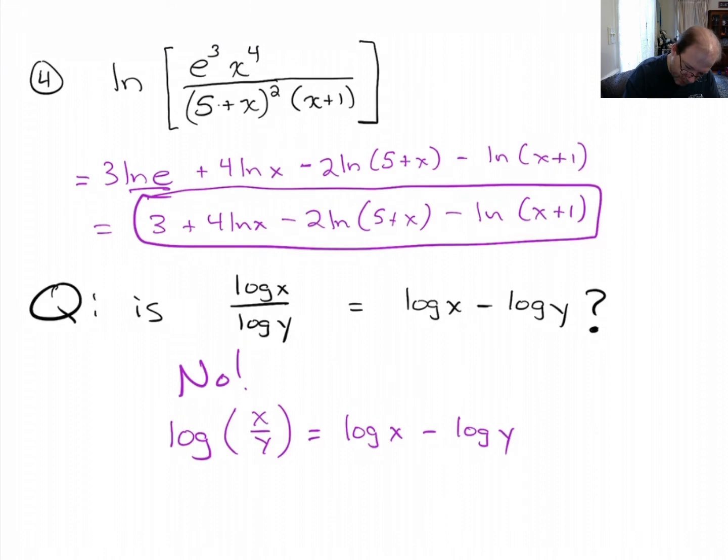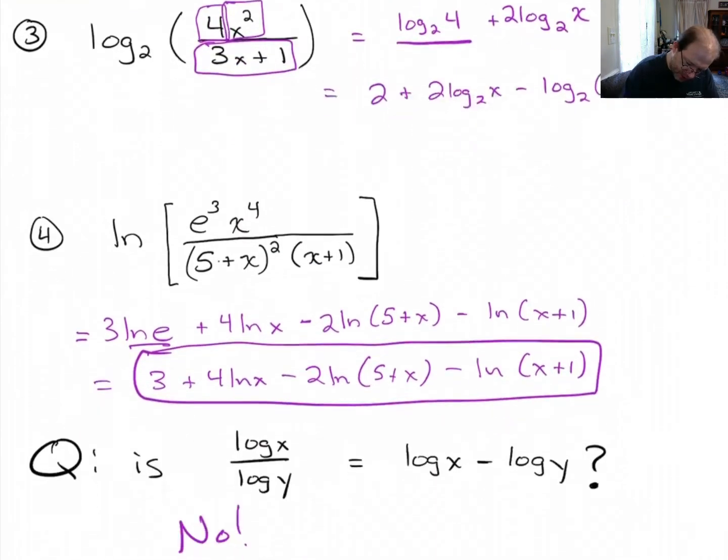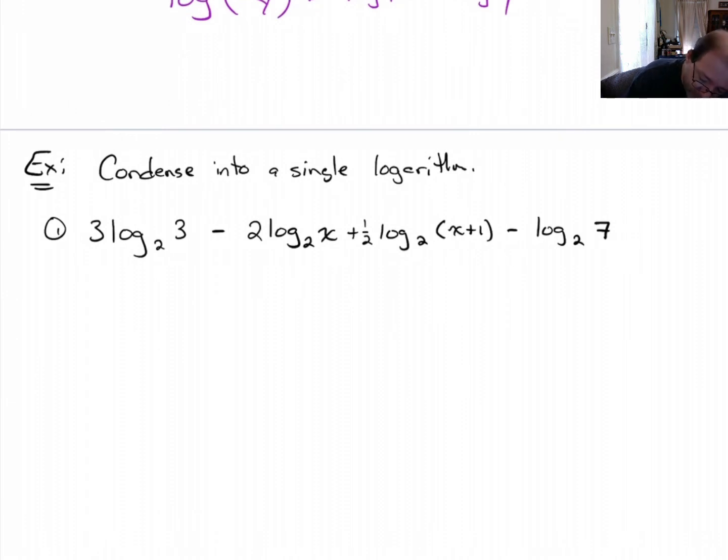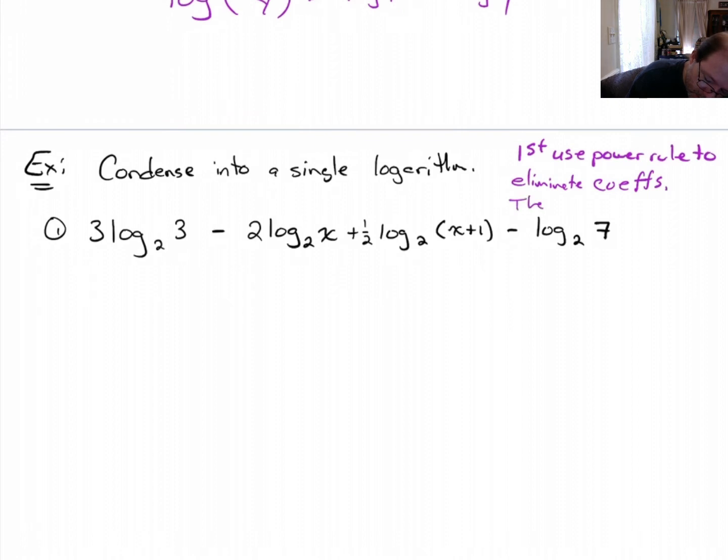All right, let's do a few more of these. We did 4 examples of expanding. Now let's condense these into a single logarithm. All right, so when you do this, the main thing is first, use the power rule to eliminate the coefficients. Then use product and quotient rule to combine.